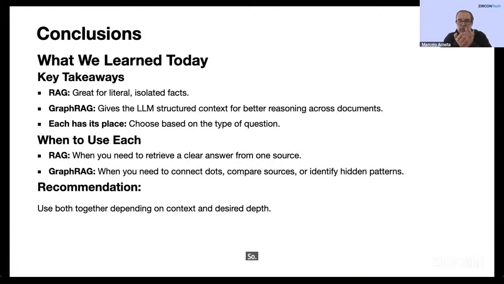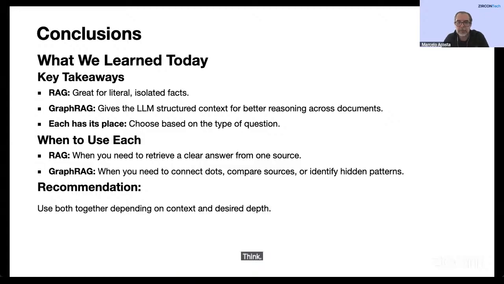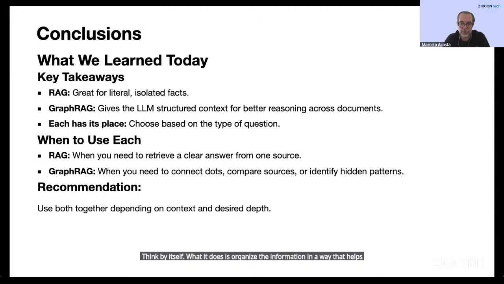So, in conclusion, RAG is perfect when you want a simple answer fast. GraphRAG is better when you need the LLM to understand context and relationships. So, to be clear, GraphRAG doesn't think by itself. What it does is organize the information in a way that helps the model to think better.